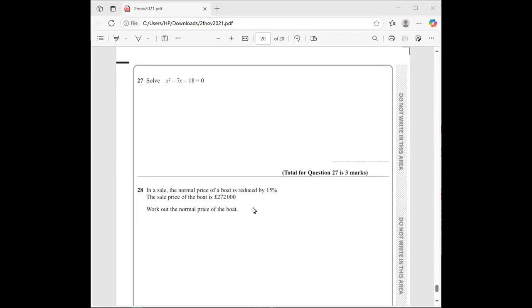All right. So the first question here says in a sale, the normal price of a boot is reduced by 15%. The sale price of the boot is 272,000 pounds. It says work out the normal price of the boot. Okay.